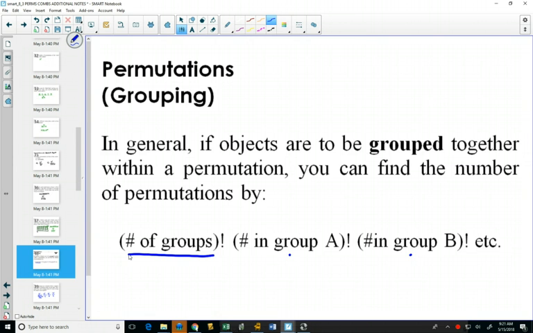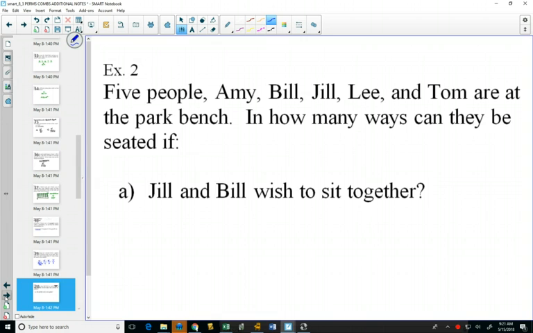So the question you had in your homework that was similar, and these are different names, but you have 5 people that want to sit on a park bench. And Jill, it's springtime, Jill and Bill want to sit together. Birds are tweeting, everything's nice. So it becomes a grouping question because with the 5 people, Jill and Bill want to sit together. They become one group.